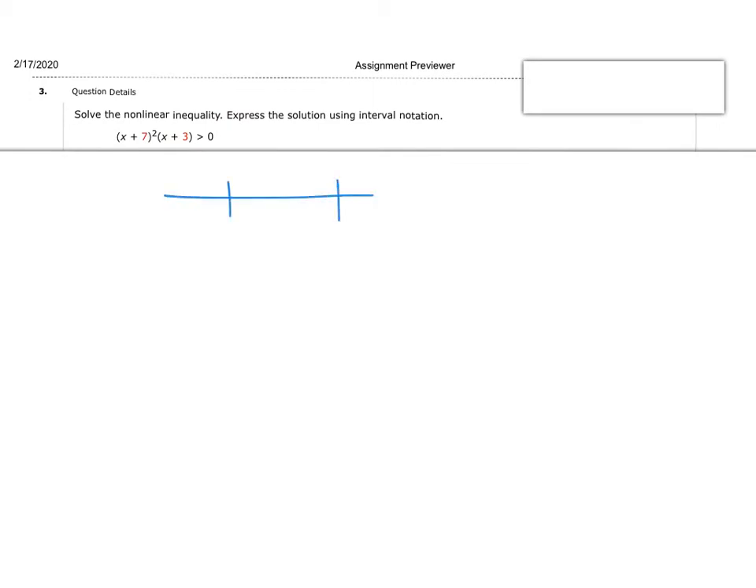All right, next up here, once again, this is already factored, so we'll go straight to the number line. So we're going to have negative 7 and negative 3, both of them open dots. And then I'm going to do some test points. However, I already notice here that since this one is squared, I can already fill that in on all of these as a positive.